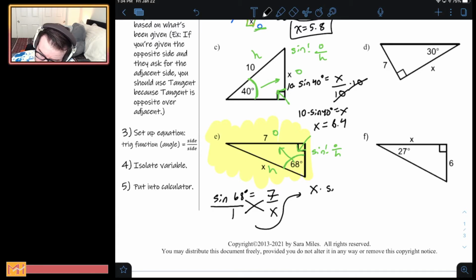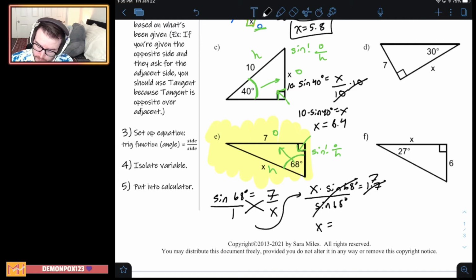x times sine of 68 degrees equals, well, 1 times 7, that's just 7. So we cross multiplied. This times this equals this times this. And now x is out of the denominator, so we're going to divide this away to cancel that out. So x equals 7 divided by sine of 68, and you plug that into a calculator.